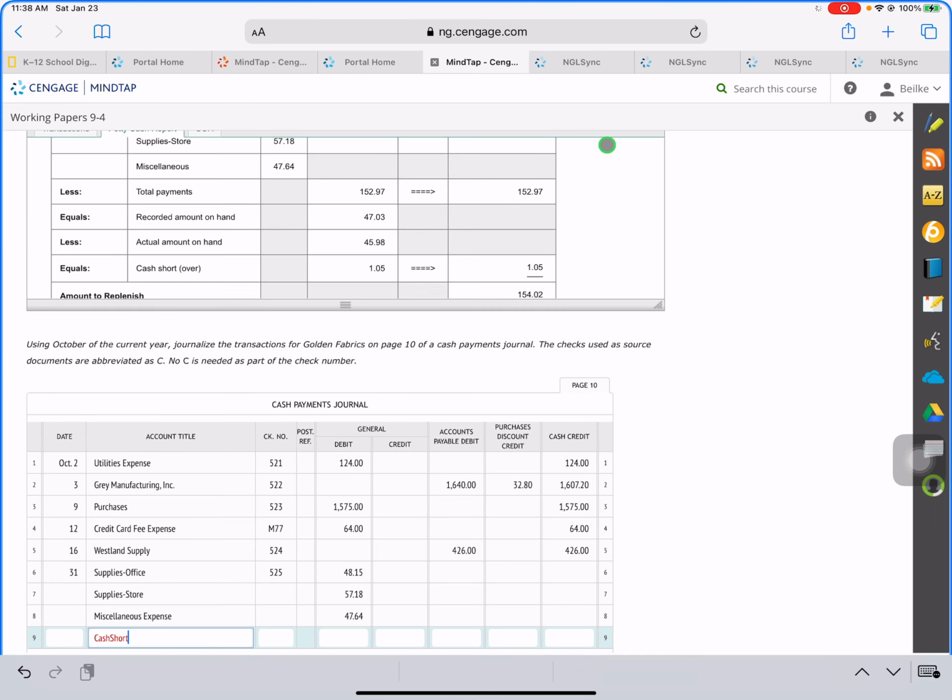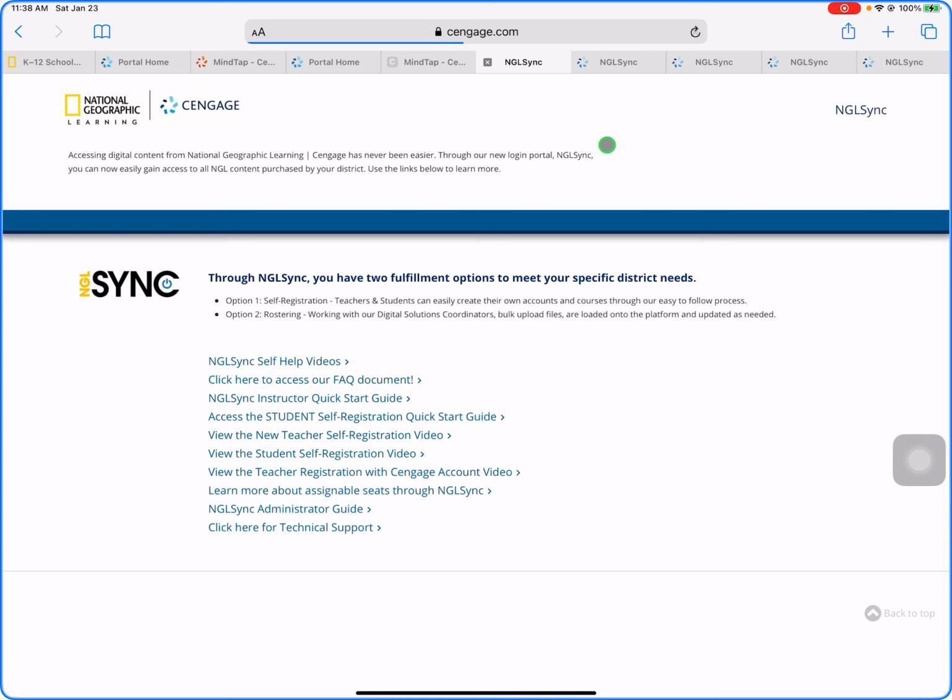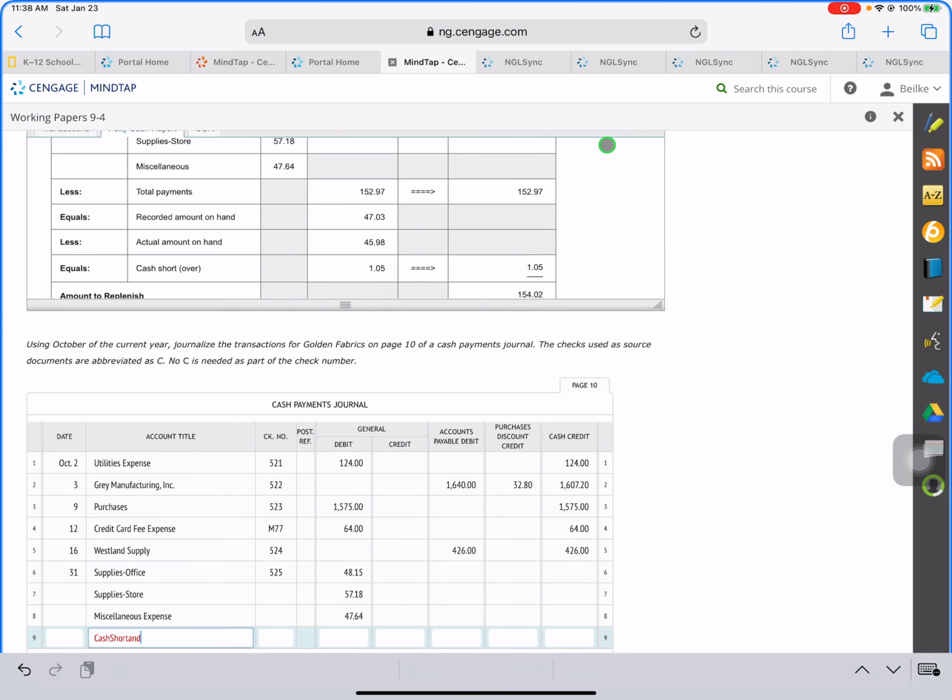Oh, man. I don't know why it keeps flipping back with my new keyboard here.